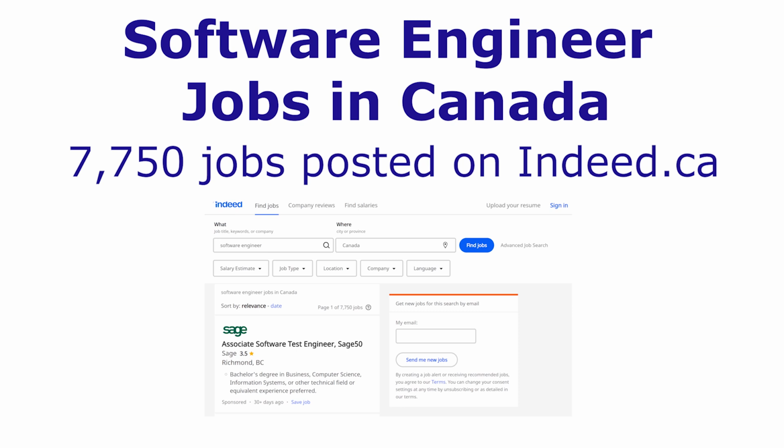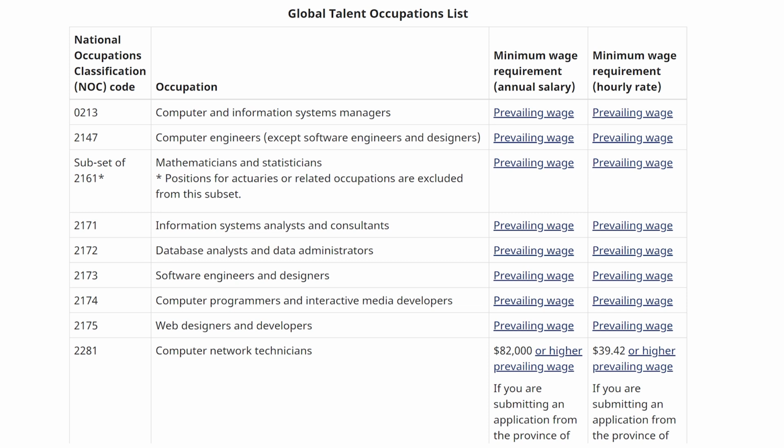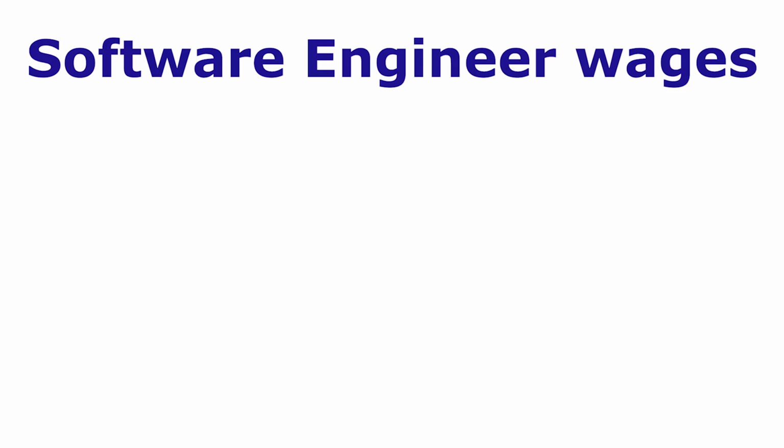Like I always say, not all of these jobs will be relevant. Some of these will be spam. Some of these might be fraudulent. But still, overall, 7,750 is a big number. That is probably one of the reasons why this NOC code 2173 is also included in the Global Talent Stream, because a lot of organizations, a lot of talented growing organizations need software engineers to grow. And the government of Canada wants to support those organizations, those companies, those businesses to hire foreign nationals with this experience.